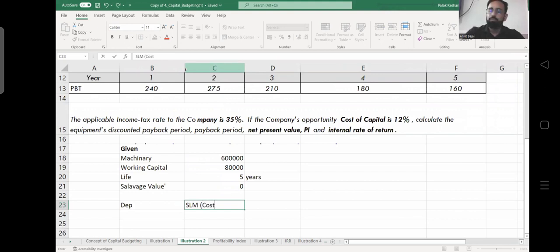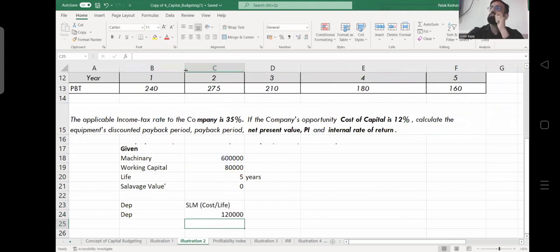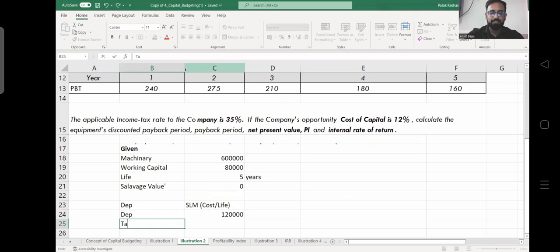Salvage value is 0 here. So the simple formula is going to be cost divided by life, right? Now, if I want to calculate depreciation here, what is going to be the depreciation amount? 6 lakh divided by 5, and it is going to be 1,20,000. How much is the depreciation amount? It is 1,20,000, right? Along with this, tax rate is given.